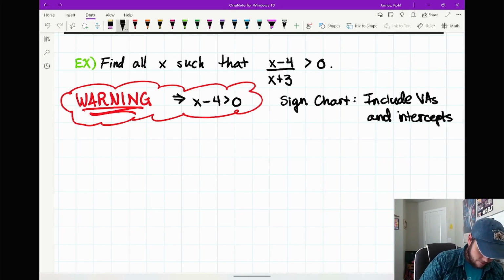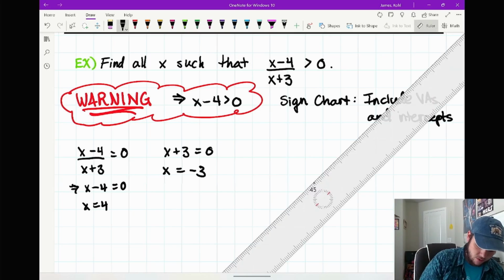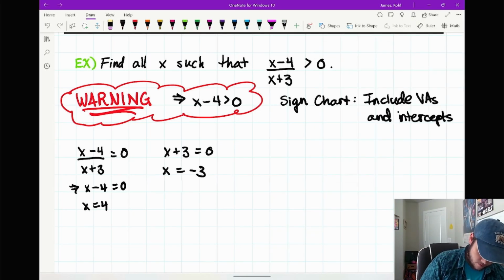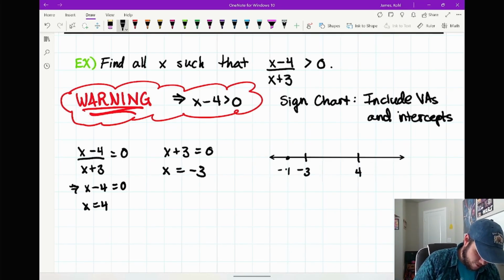So when I have a rational function, not only do I need to set it equal to 0 to find its x-intercepts, in this case, that will give me 4, but I also need to find my vertical asymptotes, which would be at -3. So on my sign chart, I need to have both 4 and -3. And these are the regions I need to test. So I'll test with -4, with 0, and with 5.